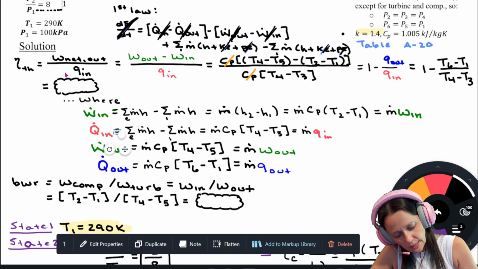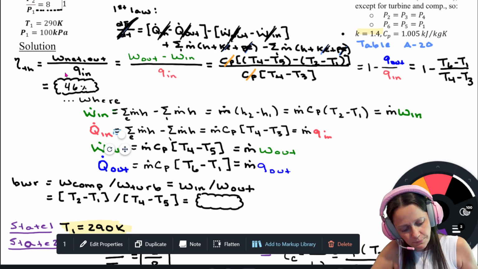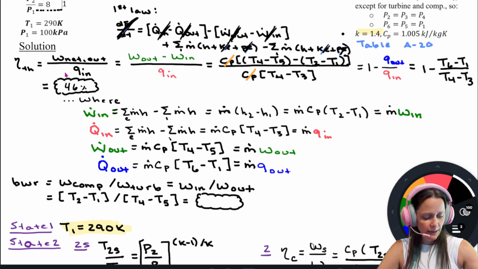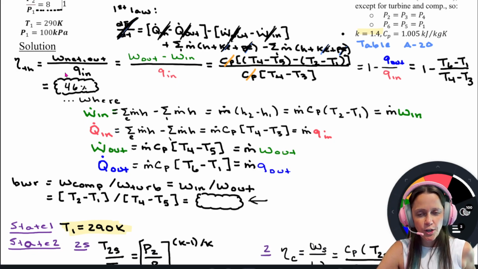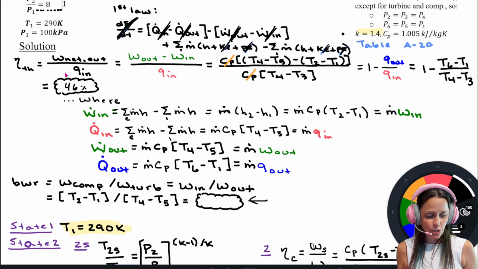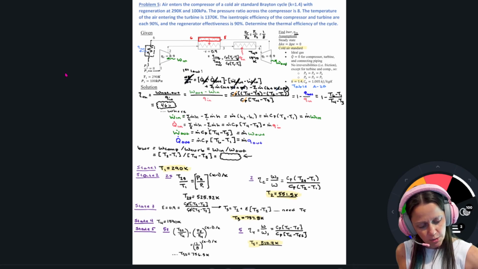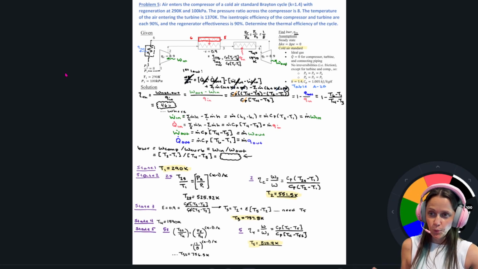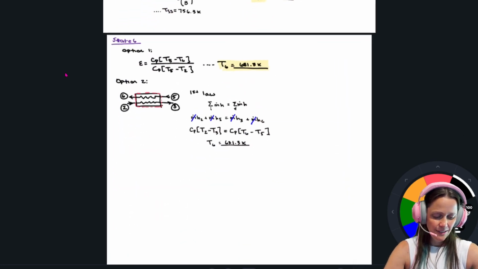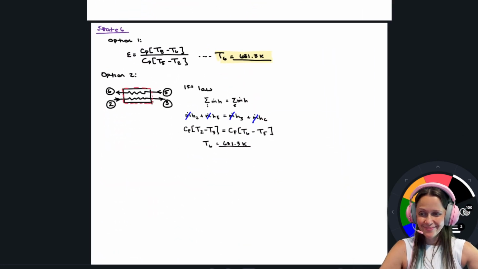I've got 46%. I actually do not have a number for the back work ratio here, but it really is just plug and chug. So if you want to take a screenshot, screenshot 1, screenshot 2. All right, we'll do the next problem.